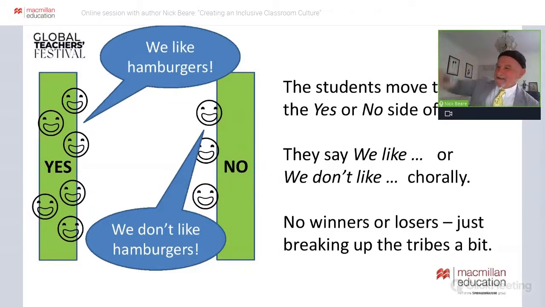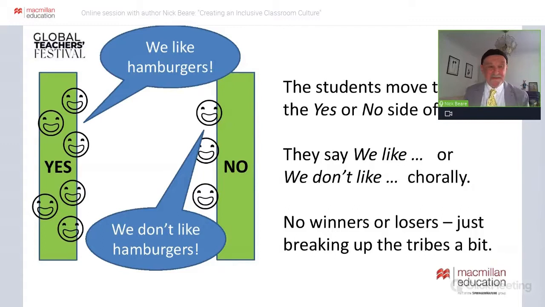And they will have to go to the no side of the classroom. So you say the question, yes or no, and they all stand up and go to the right side of the classroom that corresponds to what they think. And the result is that inevitably you've got lots of people mixed up who don't normally mix, because some of the sporty people might like hamburgers and some might not.